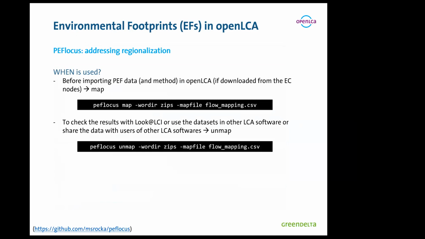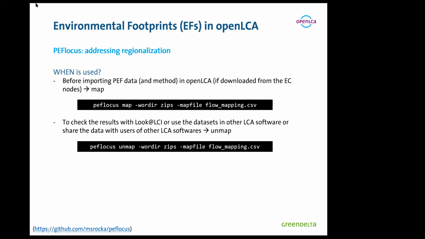And basically when you have to use this tool, as I already said, before importing PEF data that you downloaded from the nodes, you use this command here in the command window of Windows or whatever you use. You have to call PEF Locus, and the function you have to perform is map. Then in this folder here called zip, you just put the original ILCD file, and then in the same folder you put this flow mapping file that we provided, which is used to map the different flows.